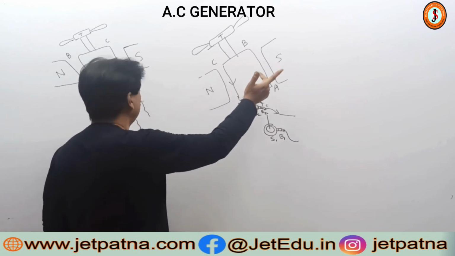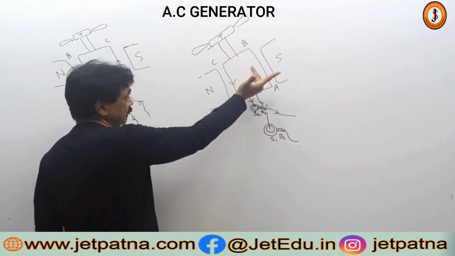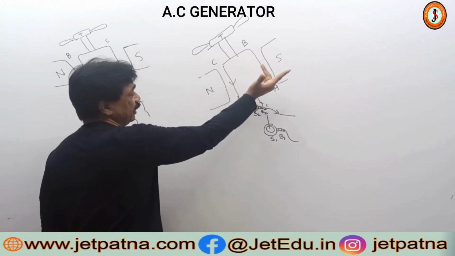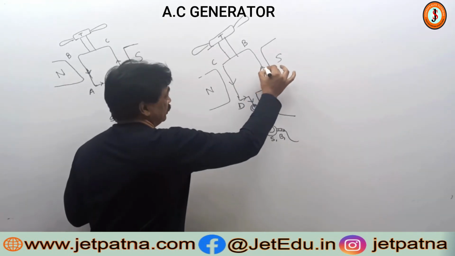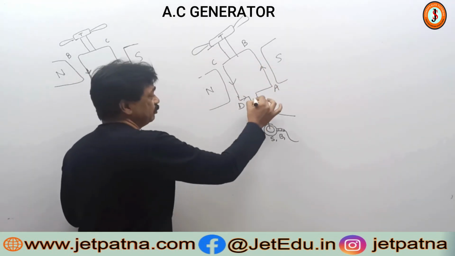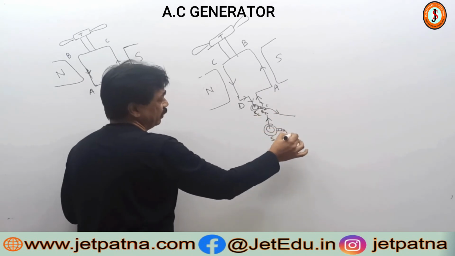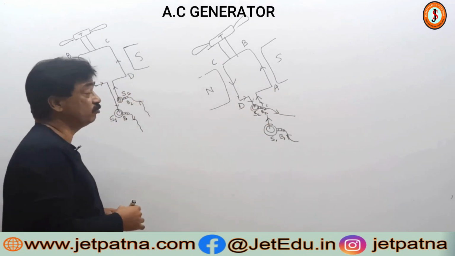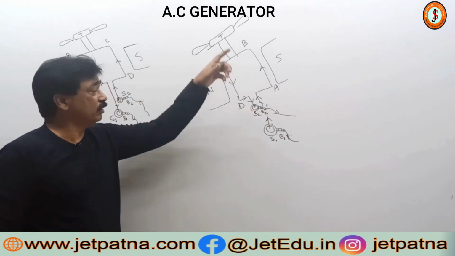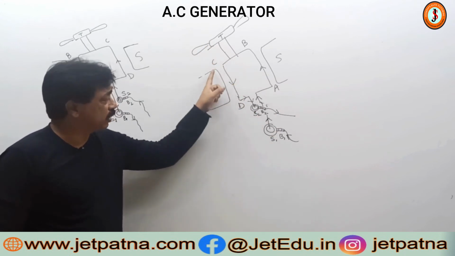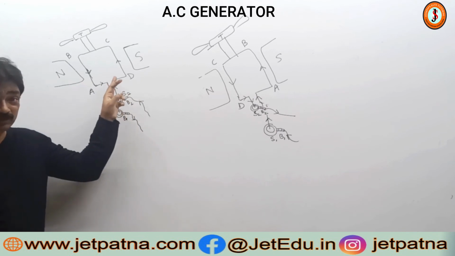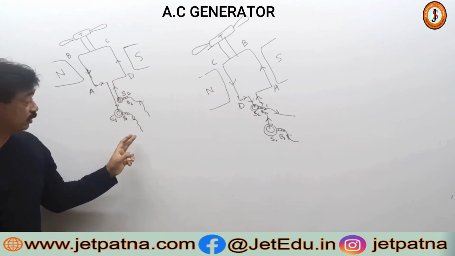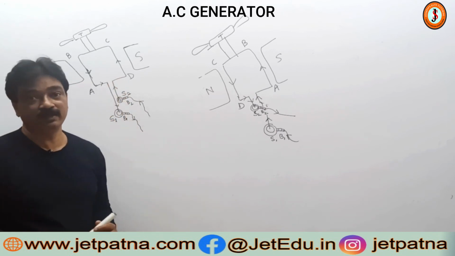So what is happening when AB is coming out? North to south direction and the thumb is outward. Then what is happening? The current is flowing in this arm from A to B. That means if I go with the arrow, now current is coming from A to B and coming in from brush B1 and going out from brush B2. Now here what was happening? Current was coming from brush B2 and going out from brush B1. That is why it is alternating current.